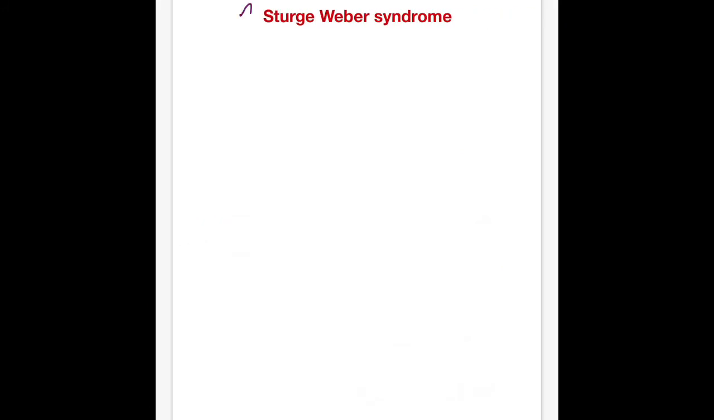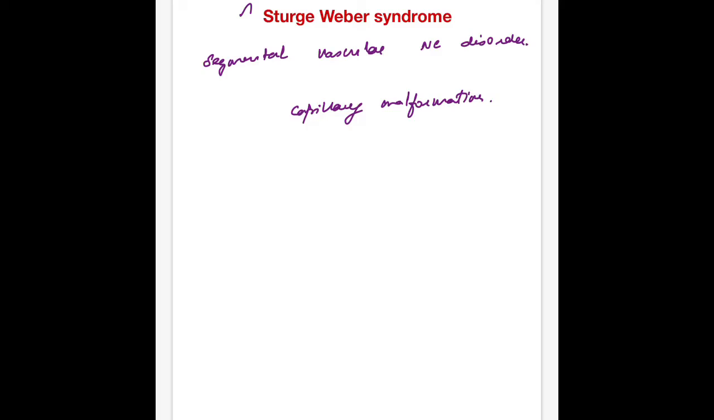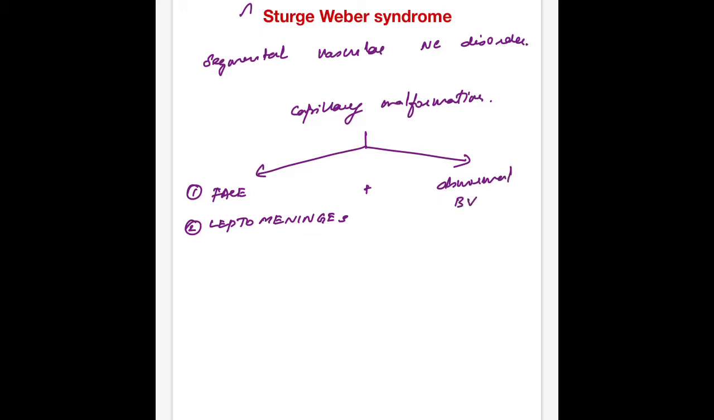Then coming to Sturge-Weber syndrome. Sturge-Weber syndrome is a segmental vascular neurocutaneous disorder where you have capillary malformations. That is the basic pathology here. These capillary malformations occur in two places: one, in the face and brain, that is the leptomeninges of the brain, and abnormal blood vessels again in the eye. So ocular vessel abnormality can lead on to glaucoma.